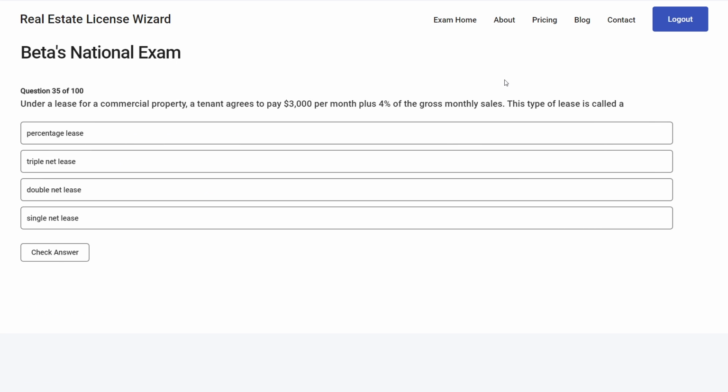35. Under a lease for a commercial property, a tenant agrees to pay $3,000 per month plus 4% of the gross monthly sales. This type of lease is called, and it gives us our four options. Is it a percentage lease? Is it a triple net lease? Is it a double net lease? Or is it a single net lease? All right. Interesting. So think that one over.